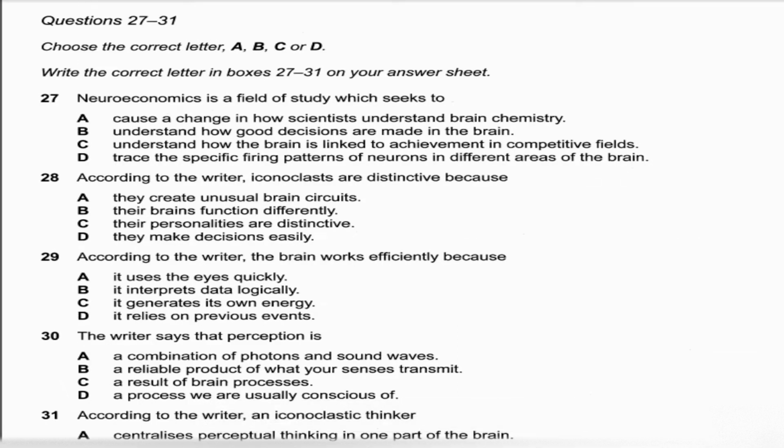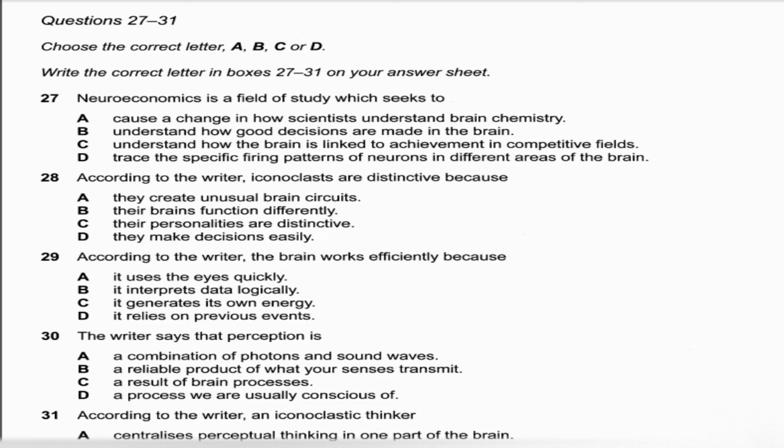Let's look at the questions. So questions 27 to 31 are multiple choice. So when we have multiple choice questions, we want to read the question carefully. Is it asking for one answer or for more than one answer? Choose the correct letter, A, B, C, or D. How many answers does it want? Just one answer. Let's look at the questions. Question 27. Neuroeconomics is a field of study which seeks to A.